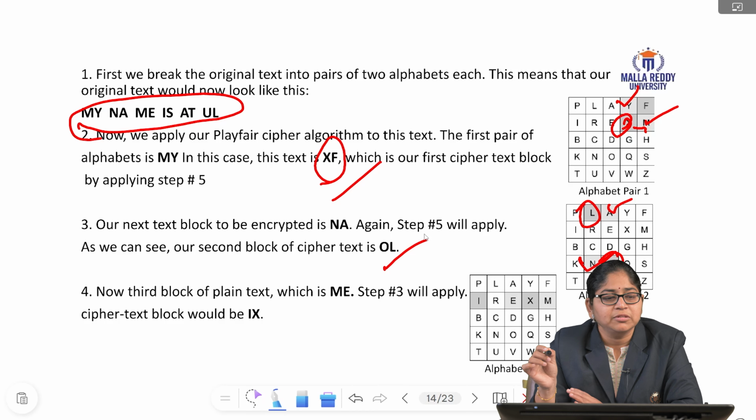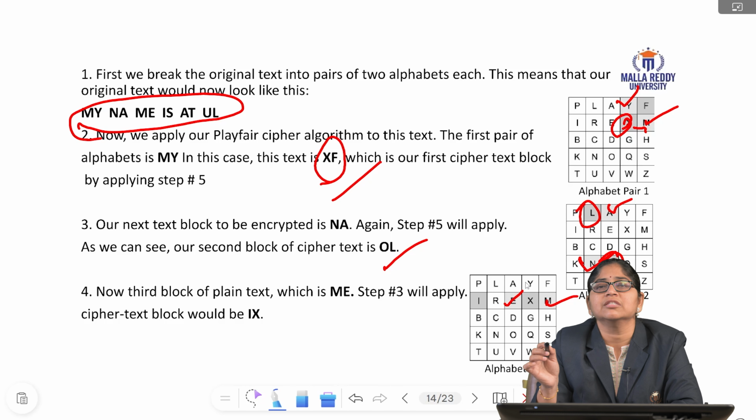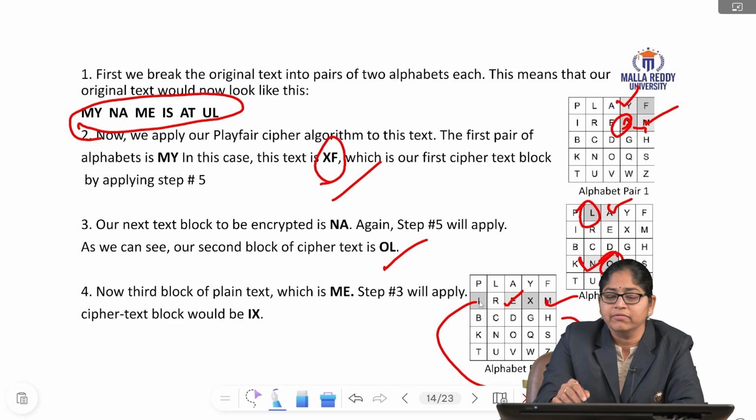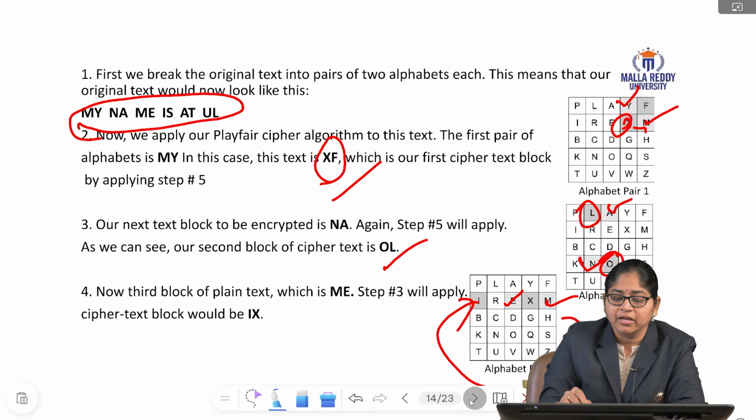Now coming to the next pair, ME. So ME is located in the same row. That means we need to take the next letter after M. So after M there is no letter. We need to go back and we need to select I. So for M, I is the ciphertext, and for X the next letter is M. So M is the ciphertext. So for the third pair, we are going to apply step 3 to get the ciphertext IX.